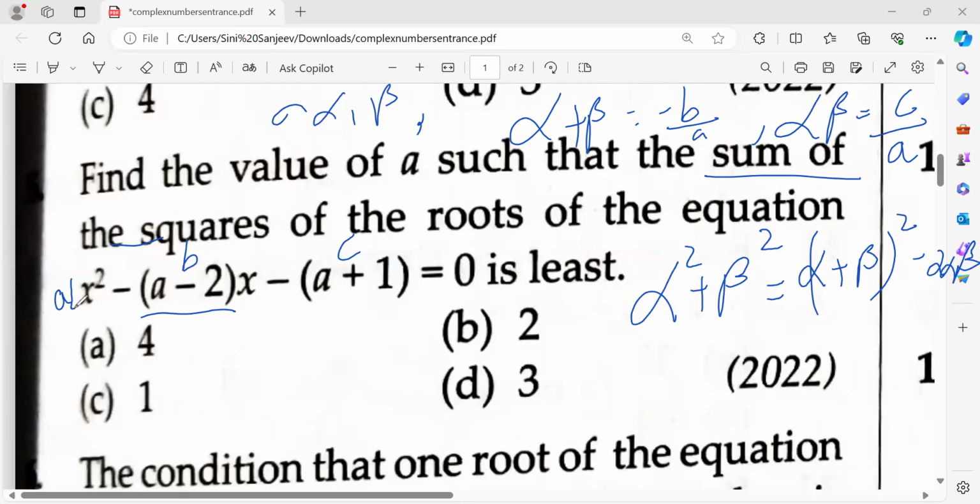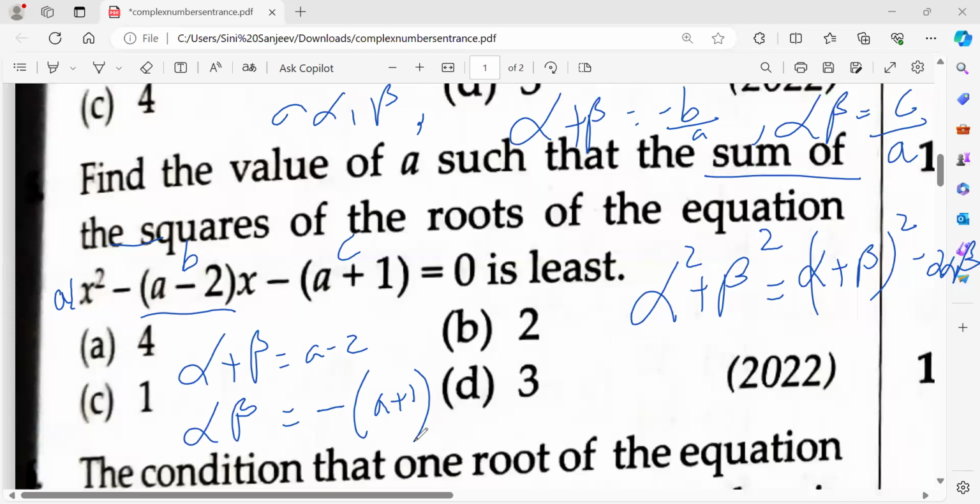So what is my alpha plus beta? Alpha plus beta is a minus 2. What is my alpha beta? C by a. What is c by a? Minus of a plus 1. Correct? So now once you substitute and solve it, you will be getting a very simple thing like a minus 1 the whole square plus 5.